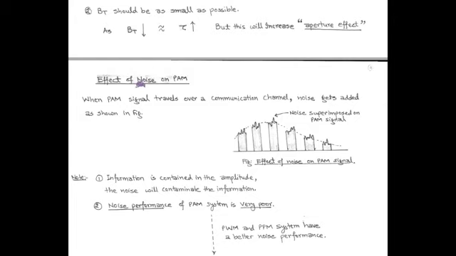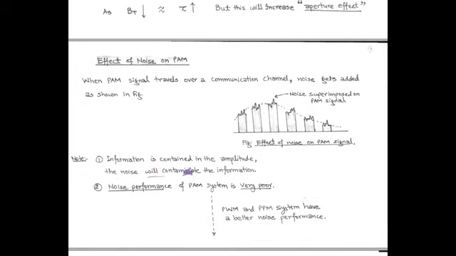Besides the aperture effect, the PAM signal is also affected by noise. During transmission of the PAM signal over a communication channel, noise gets added due to its additive nature. The figure shows the effect of noise on the PAM signal. Here noise is superimposed on the PAM signal and the flat top gets distorted. Since information is within the amplitude of the PAM signal, and due to additive noise, the information gets contaminated. This results in very poor noise performance.